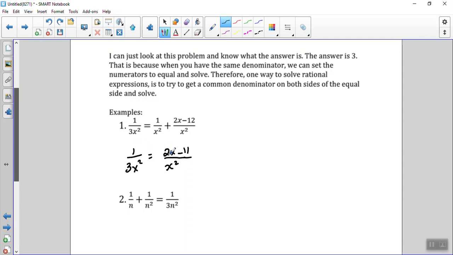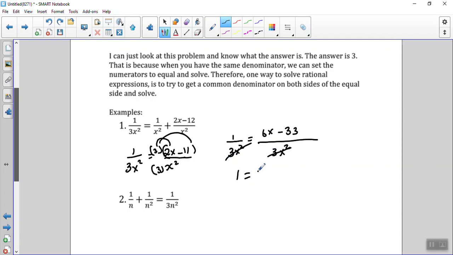Before I can set the numerators equal to each other, I notice that I don't have the same thing in the denominator, but I'm missing a 3 multiplied by 3. So I'm going to multiply by 3 in the denominator, and I can do that as long as I do the same thing in the numerator. So I have 1 over 3x squared equals, let's distribute this, so 3 times 2x is 6x, and 3 times negative 11 is negative 33 over 3x squared. Now that I have the same thing in the denominators, you can just take them away. So you have 1 equals 6x minus 33, and then just solve from there.